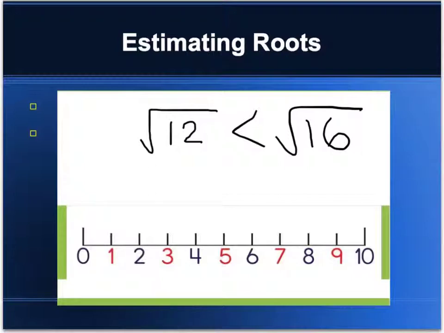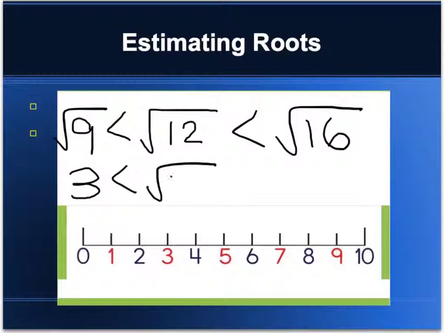And the other thing that I can notice is 12 is bigger than 9. Why did I choose 9 and 16? Well, 9 and 16 help me a lot because 9 is a perfect square, and the square root of 9 is 3. And 16, well, the square root of 16 is 4. So I know that the square root of 12 is going to be somewhere between 3 and 4.